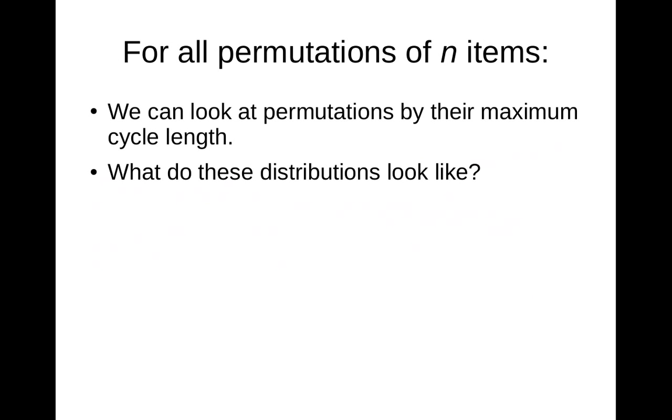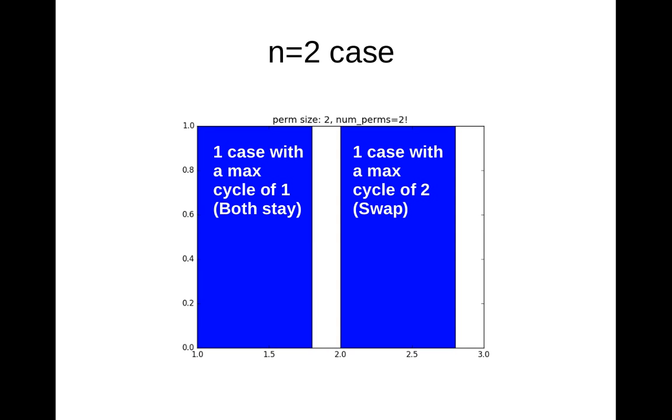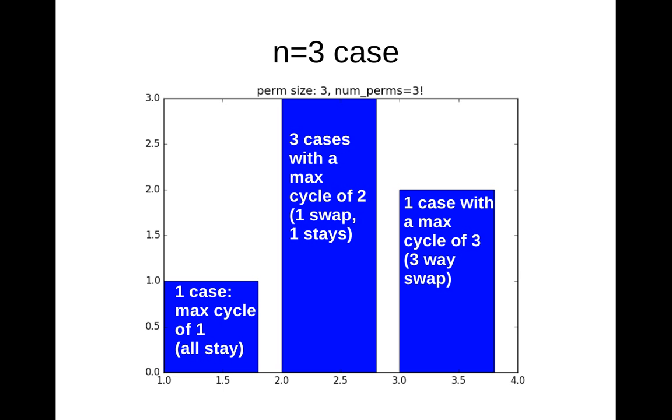We're going to look at permutations first by their maximum cycle length. We want to get a first idea without resolving the permutations into strictly derangements. Let's just see what these distributions look like. N equals 2 case, boring. N equals 3 case, okay.